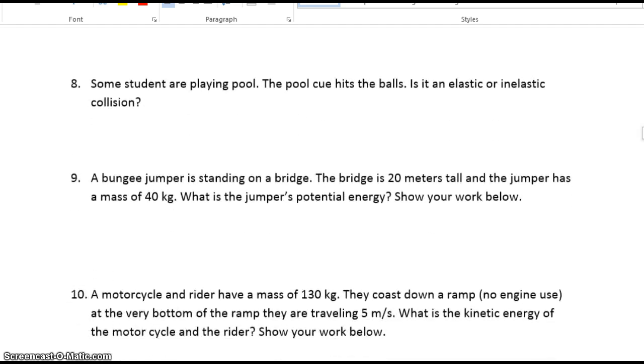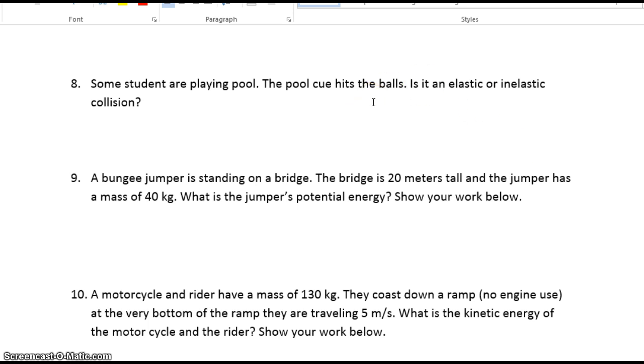So on number 9, it says some students are playing pool. The pool cue hits the balls. Is it an elastic or inelastic collision? You guys should probably take home and look through your foldables that have the 8 vocabulary definition words. You need to know those. Elastic means that kinetic energy is conserved, while inelastic means that kinetic energy is lost.